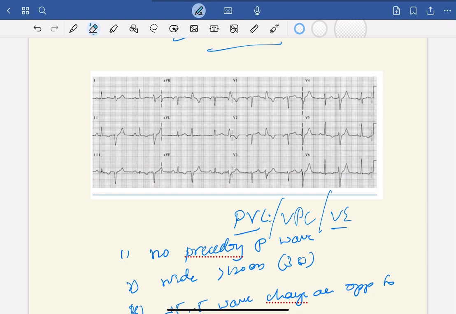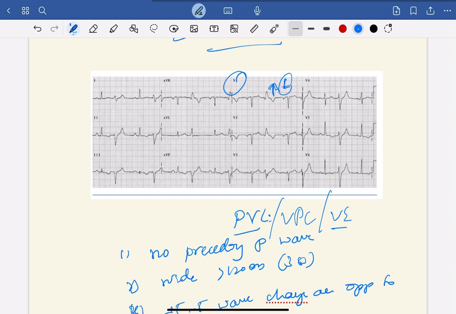Now when you identify it as PVC, you have to locate the foci causing these PVCs. So how to do that? For that, first you have to see whether it is on the right side or left side. For that you have to see lead V1. In lead V1, you have to see whether the PVC's QRS complex is predominantly upward or downward. In this case it is predominantly upward in lead V1. So when it is predominantly upward, the foci is on the left side.